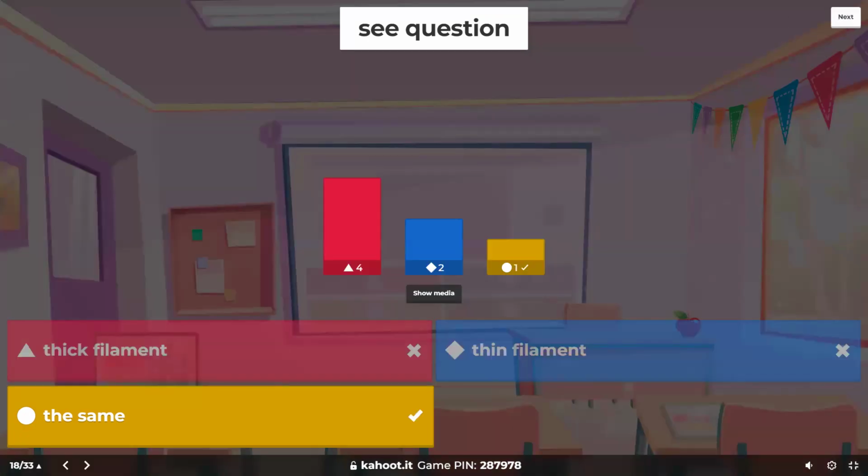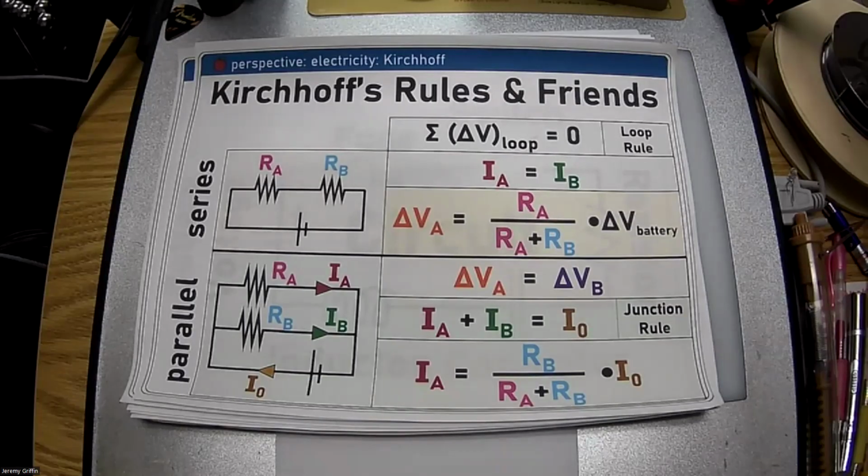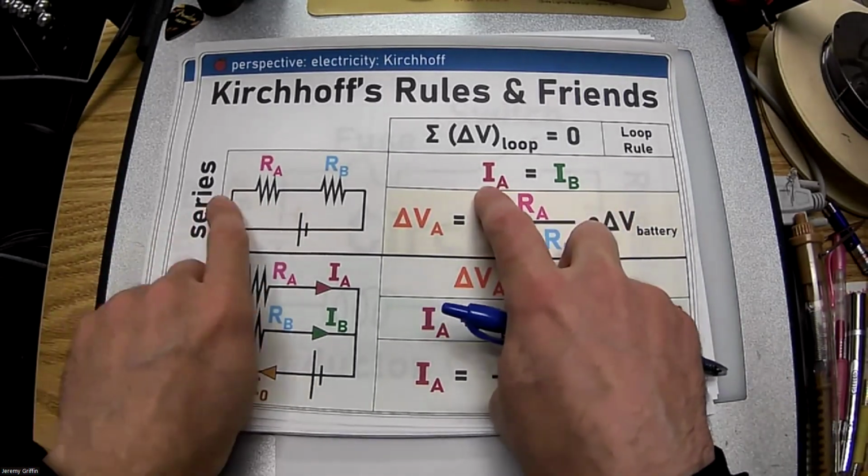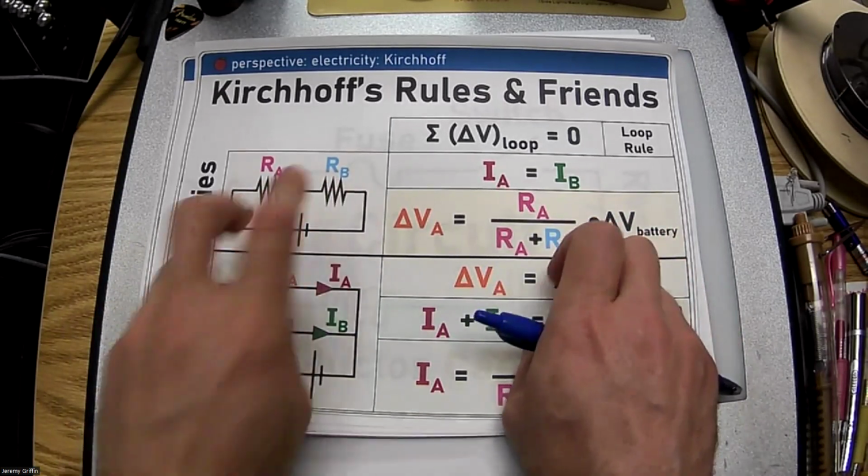Ooh, one winner. Casey for the win. All right, so that is this row right here. The current's always the same in series, even if they're different resistances.